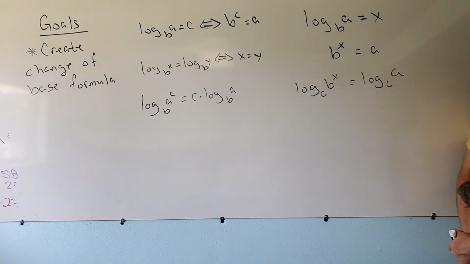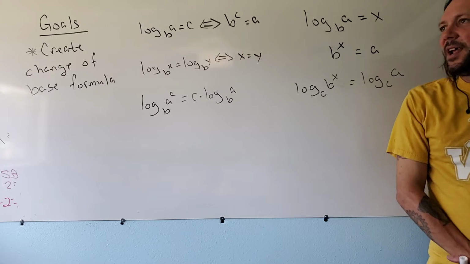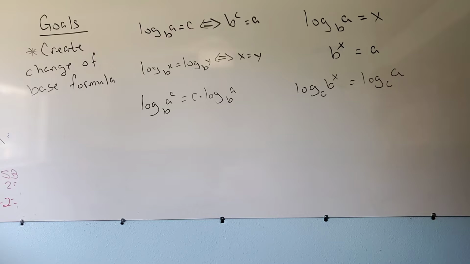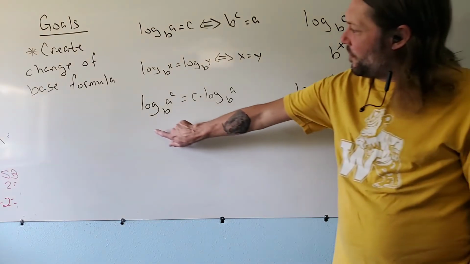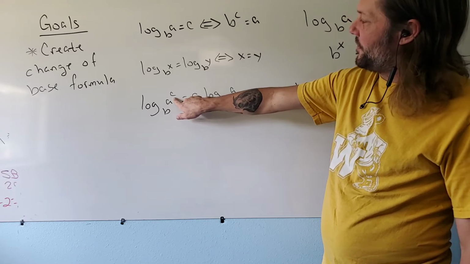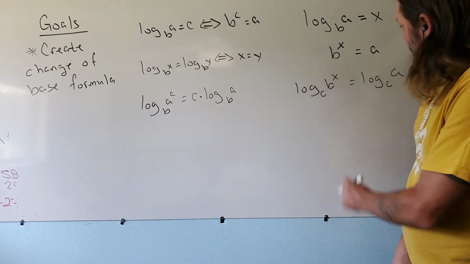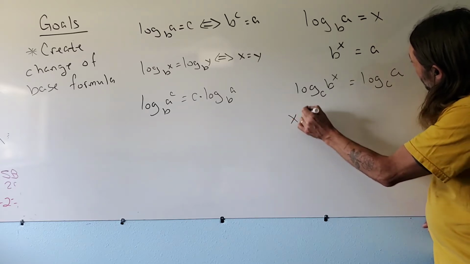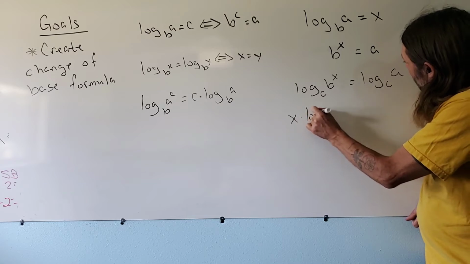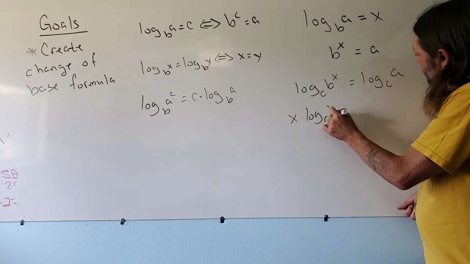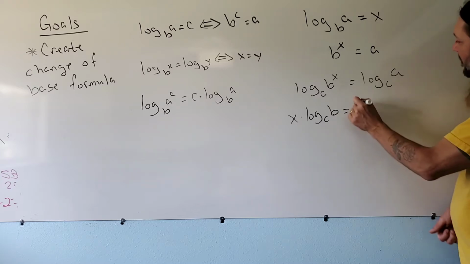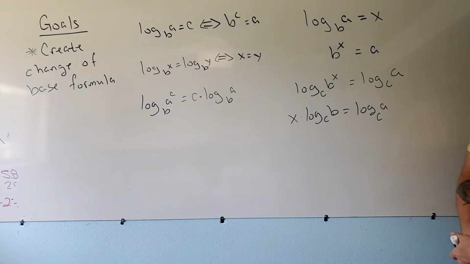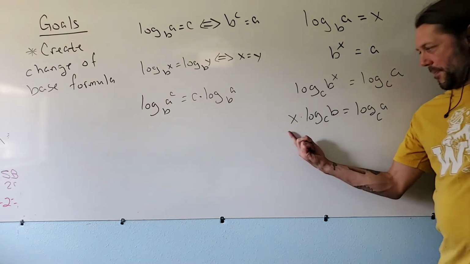Now we have a couple more steps to finish this change of base lesson. And again, I have 4 problems that I'm going to ask you to change the base of. It's not a very difficult concept here. Alright, so now notice on this rule, the argument has an exponent, and I can bring that out in front. So I'm going to bring this value of x out in front and rewrite my equation. So now I have x times log base c of b, and that's equal to log base c of a.